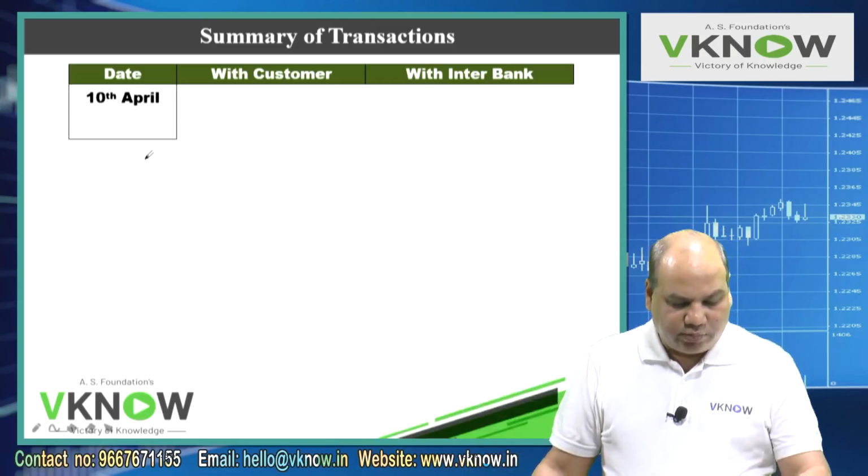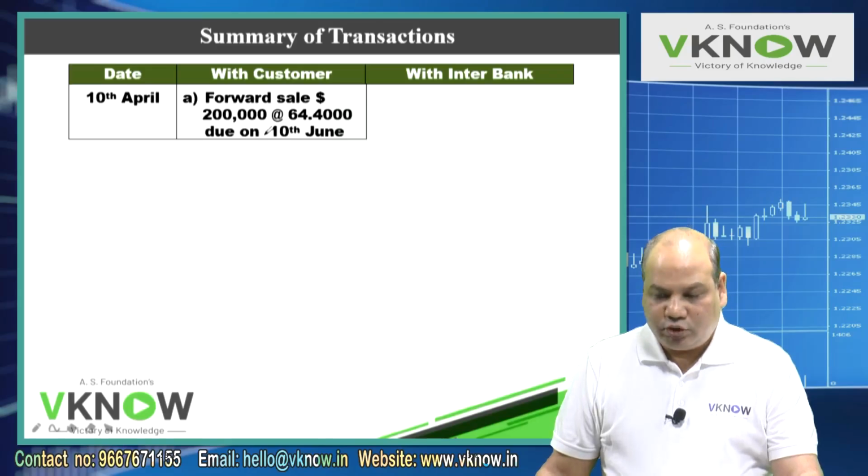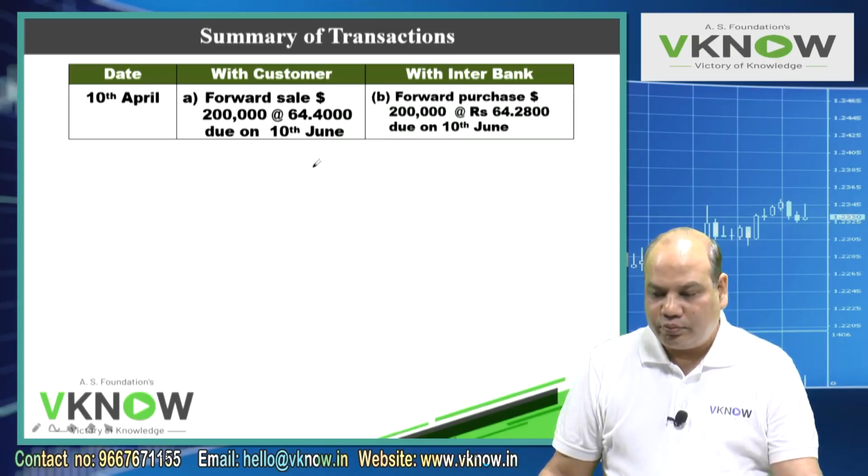First write down 10th April. Keep the book in front of you. With customer, forward sell $2 lakh. Can you see the first paragraph? At rupees 64.4000 due on 10th of June.